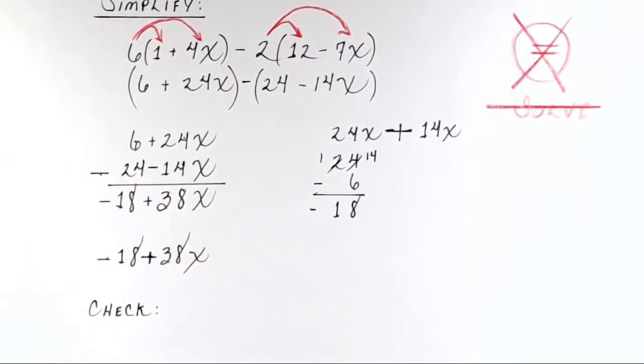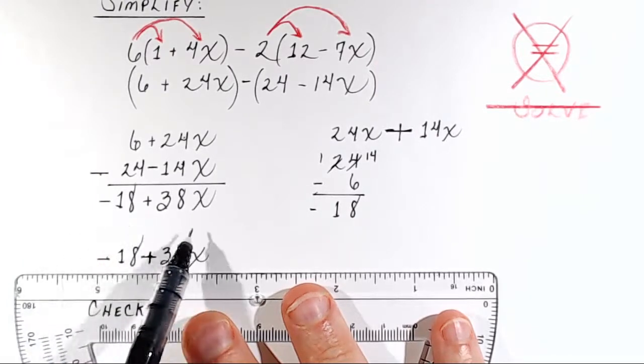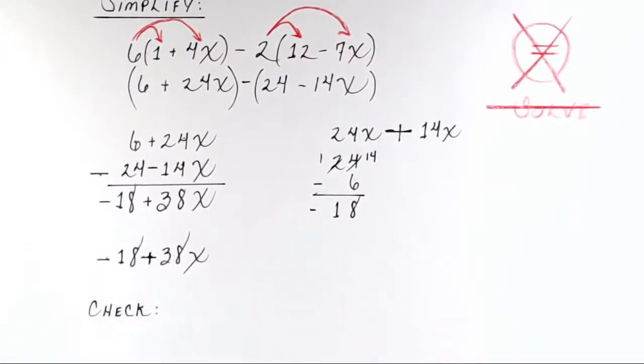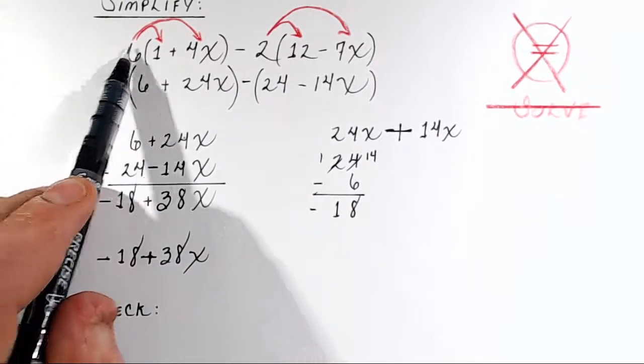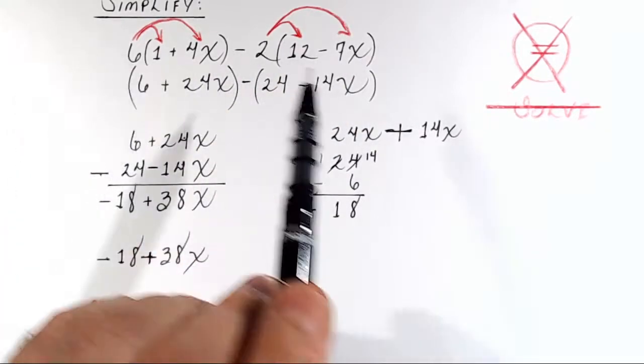Okay, here's how we're going to check. We are going to set our simplified expression equal to the original expression because they are equal, or they should be. All we do is simplify. We didn't change anything, we just simplified. So this thing right here should give us the same answer as this whole thing up here.